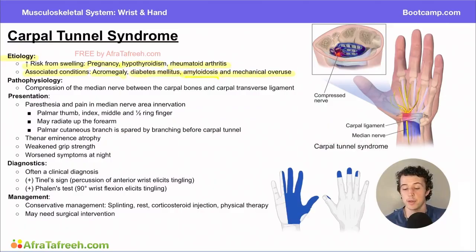And so moving on to the pathophysiology, as I've mentioned a couple times already, it is compression of the median nerve between the carpal bones and that carpal transverse ligament. All right, moving on to the presentation. So what are these patients going to look like?